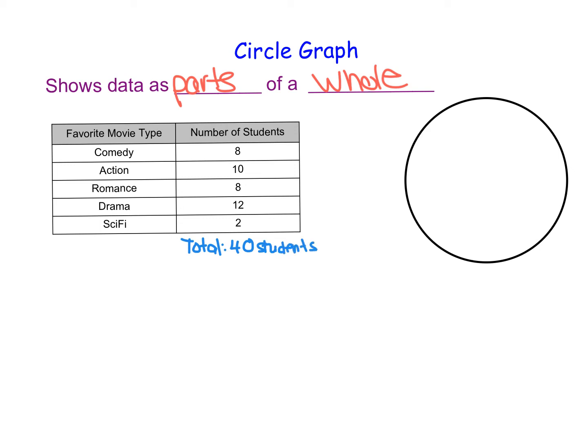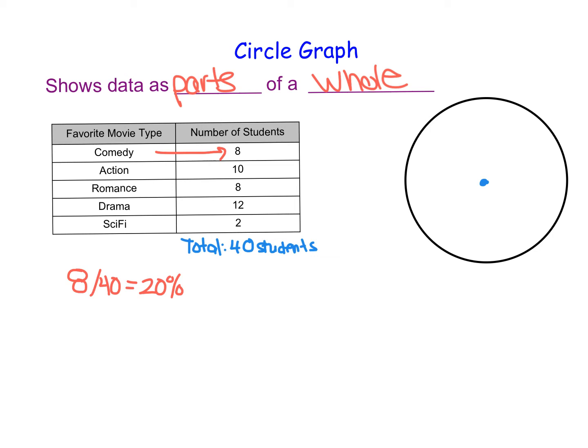Then, in order to figure out which portion of the circle I'm going to use, I need to figure out how much each portion represents. So I need to do this by finding a percent for each. Here I'm going to take 8 and divide it by 40. If I divide 8 by 40, I find that about 20% of the circle is going to be accounted for by comedy, because that's this first one here, 8 over 40.